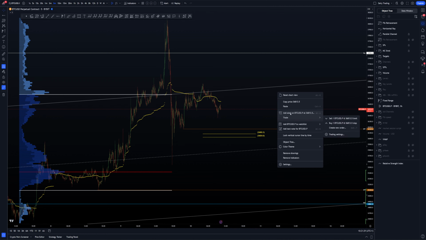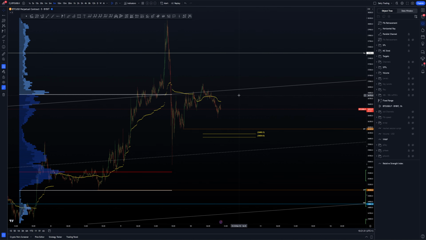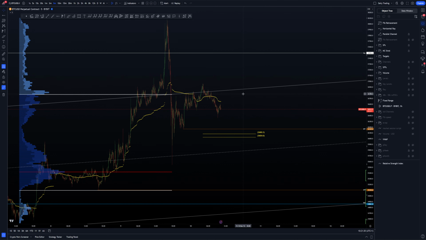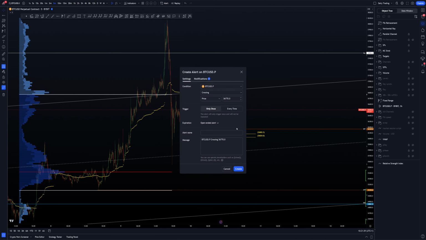Just going to, by the way, set an alert there. Let's pull this here and name this value area high.